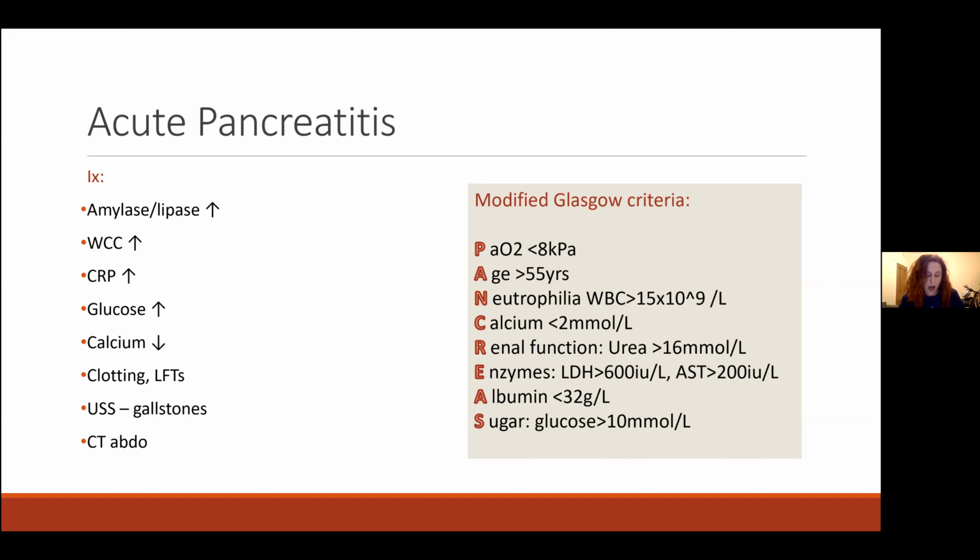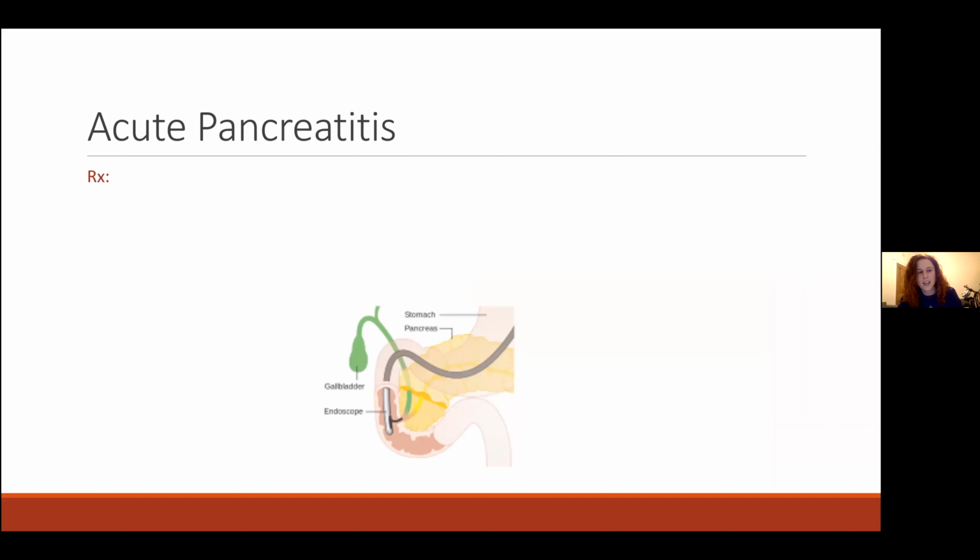So if you're scoring 3 or more within 48 hours of onset of the symptoms, you should transfer your patient to ITU or HDU as they've got a very severe pancreatitis. Okay, next, the treatment of pancreatitis.